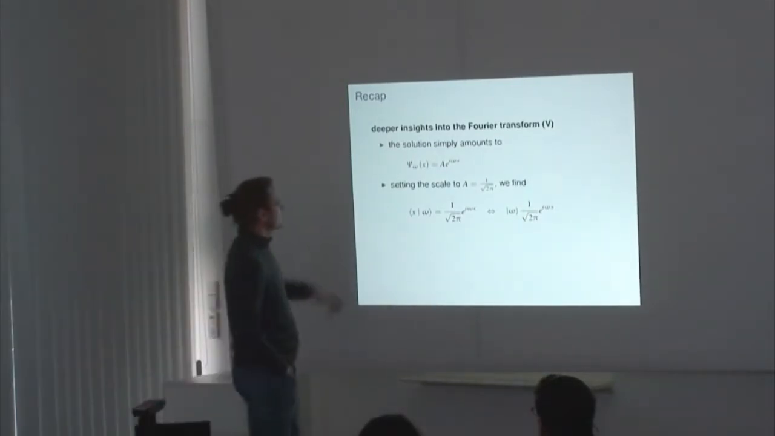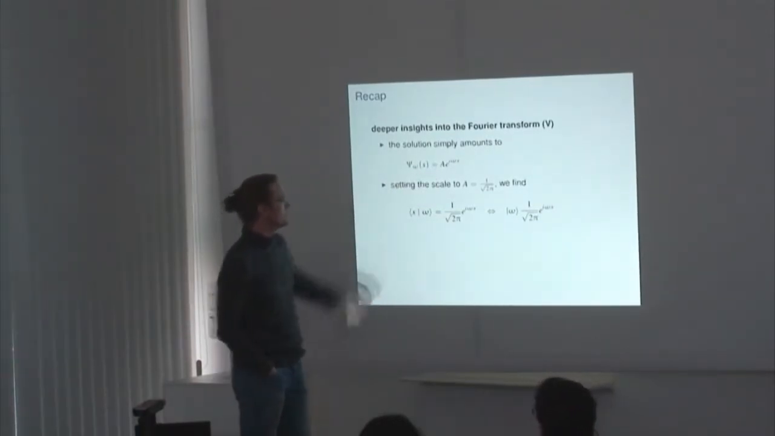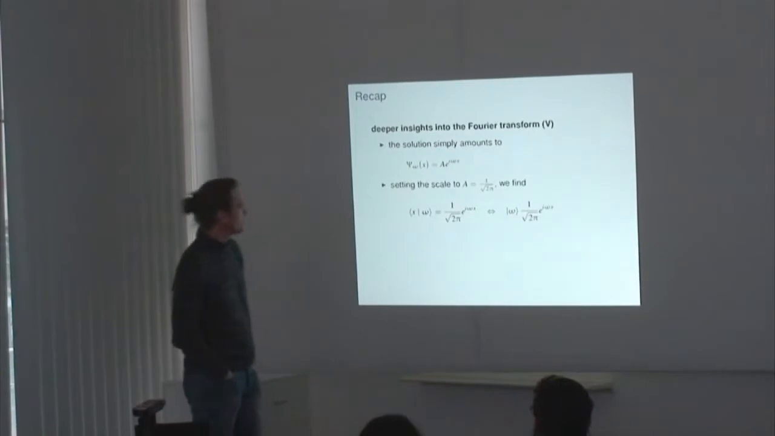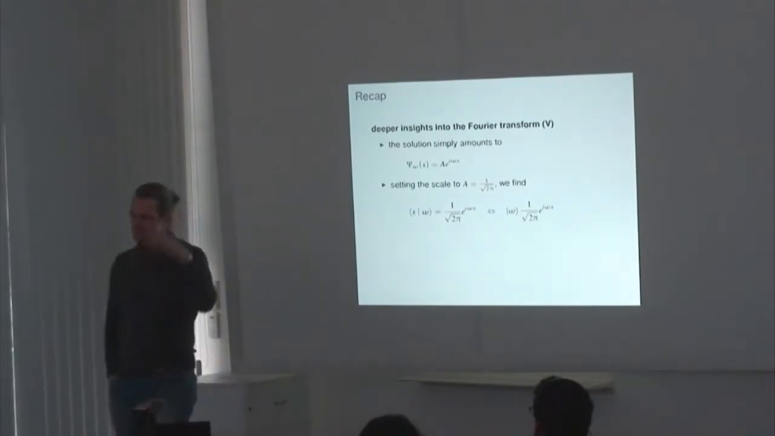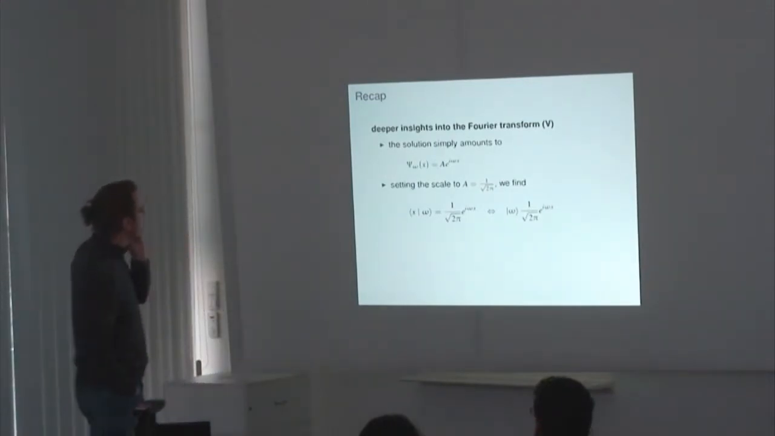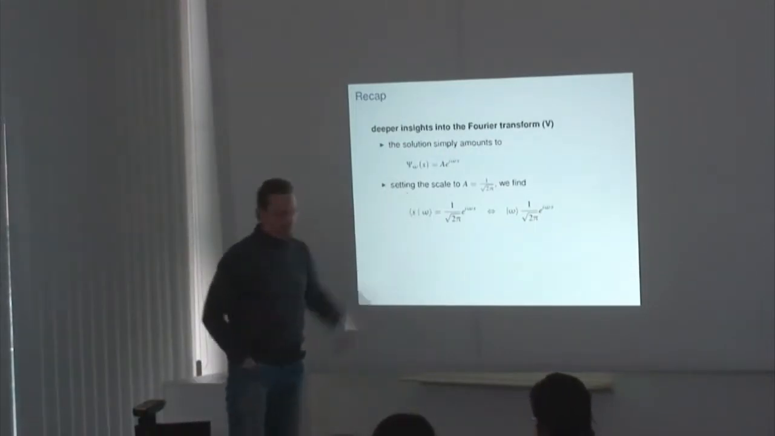And if we fix the scalar constant here, this factor a, say to 1 over square root of 2 pi, we find that this inner product between the basis vectors x in this Hilbert space and these eigenvectors omega of this operator omega is given by this function.